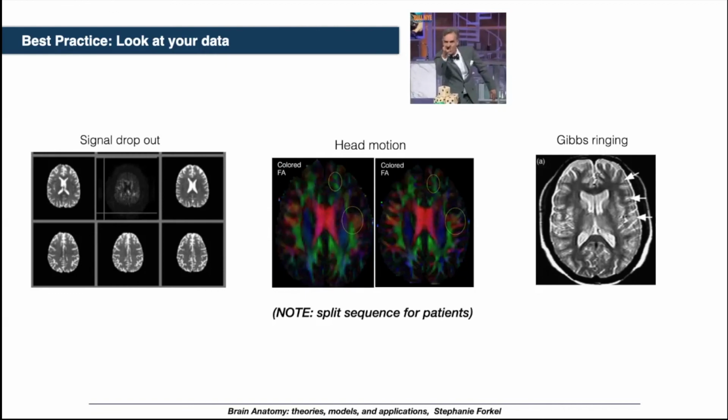And there can also be Gibbs ringing, for example. Now, all of these are not detrimental. It doesn't mean you have to throw your data out, but you have to know you have those artifacts in your data to correct for it. So always look at your data.